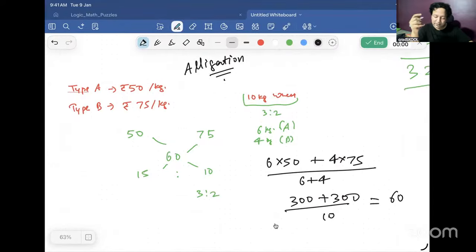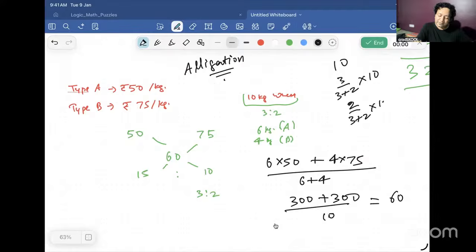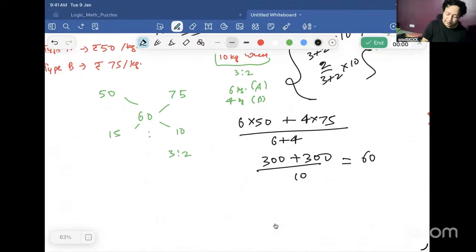3:2 के रेशियो में, 10 को 3:2 रेशियो में बांट दो. 3/(3+2) into 10. 2/(3+2) into 10. Simple. There's one more way of doing it. पहले बताओ ये क्लियर हो गया, फिर मैं एक और तरीका बताऊंगा मन में ही करने का. मन में कर लेंगे, कुछ और नहीं करना होगा. Aditya, yes, allocation comes from weighted average only. Got that, Rudrakshi? Now I'll tell you one more way.